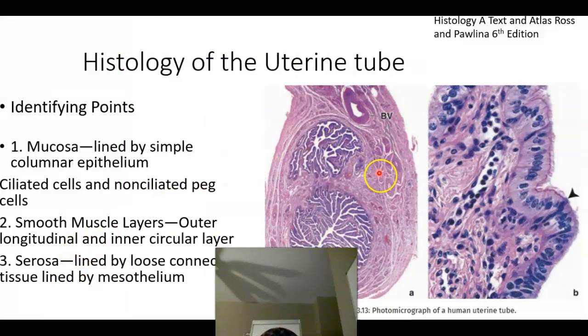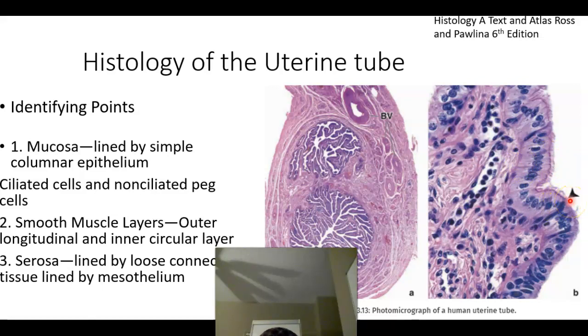So this is the mucosal lining here. These are the columnar epithelium, and in between the columnar epithelium we'll also get non-ciliated cells. These columnar cells are ciliated. Among the ciliated cells, we'll get the non-ciliated PEG cells. They are secretory in function. So the mucosa is lined by simple columnar epithelium, like a column with the cilia. We have ciliated cells and the PEG cells.